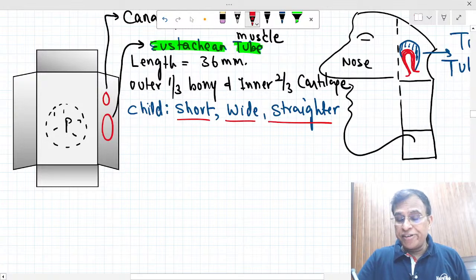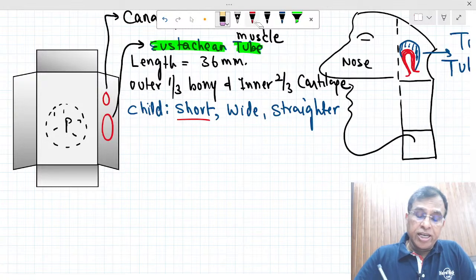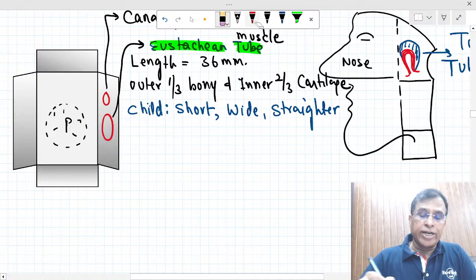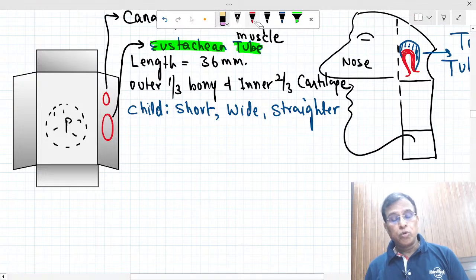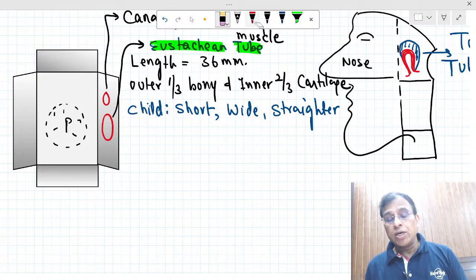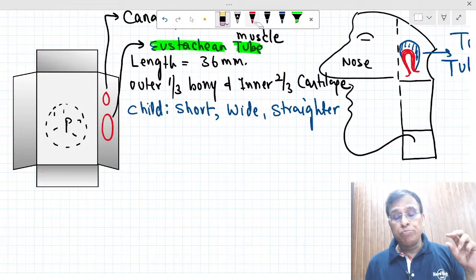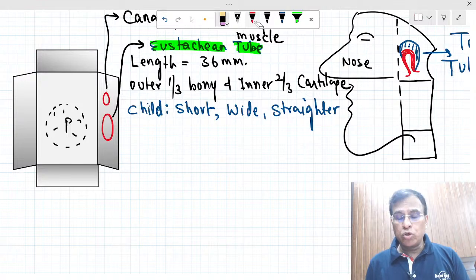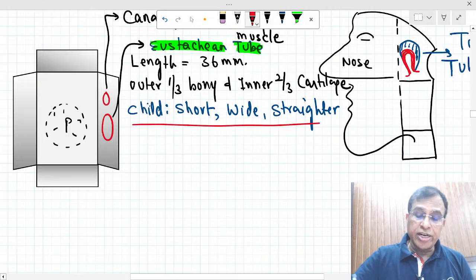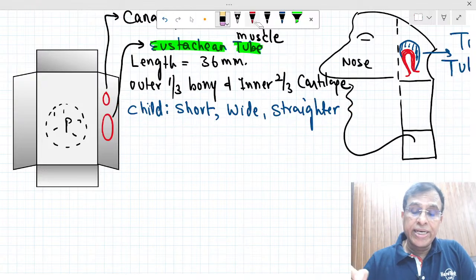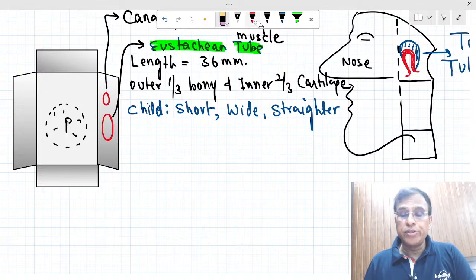Because of this difference in the anatomy of the eustachian tube in children, the infection of the nasopharynx can easily go through the eustachian tube and come inside the ear and cause otitis media. Otitis media is always because of the eustachian tube problem. And the question is, why is otitis media in children more common as compared to adult? The otitis media, which is infection of the middle ear, is more common because the eustachian tube of a child is different from adult. How is it different? It is shorter, wider, straighter, and that's why this is such an important MCQ.